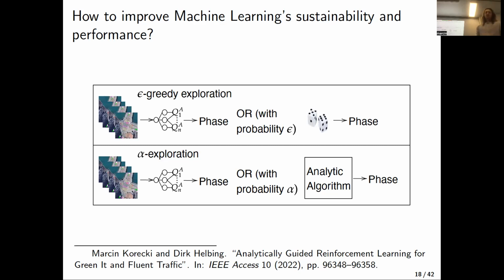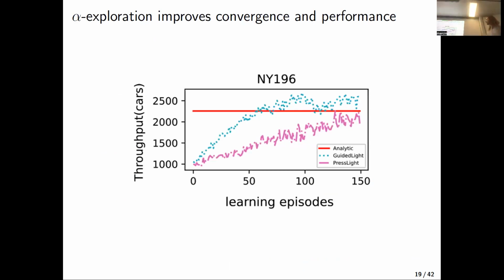And so we propose this instead of epsilon-greedy exploration, which is the classical type of exploration where with some probability epsilon that we decrease over time, we do a random thing. We propose to do, again with a decreasing probability, something that is recommended by the analytic algorithm. So let this analytic algorithm that we know works well guide our exploration. And what does it do?